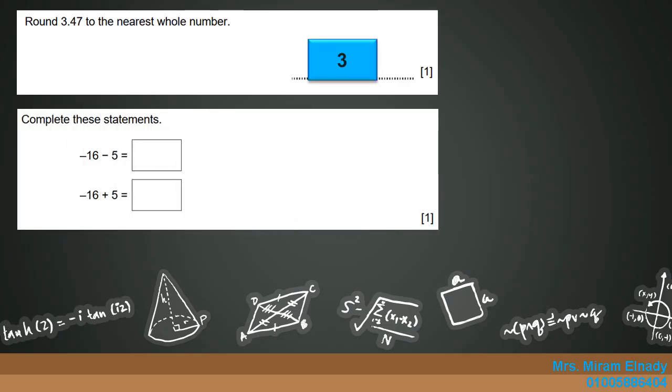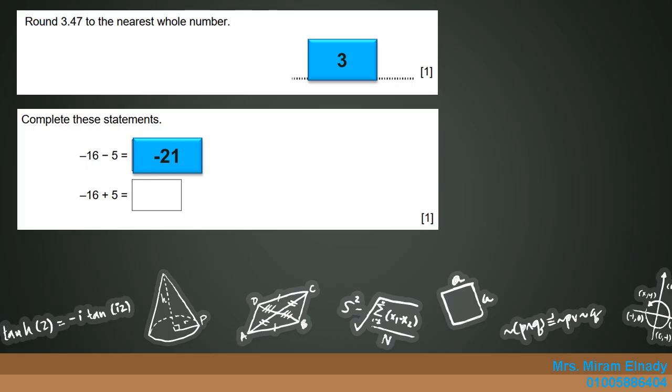Let's complete these statements. Negative 16, negative 5. Both are negative, so if we have the same sign, we're going to add in our head and write the final answer and keep the sign. Here we have 16 and 5. In my mind, I will add 16 plus 5. This is 21. And what about the sign? As both are negative, the final answer will be negative 21.